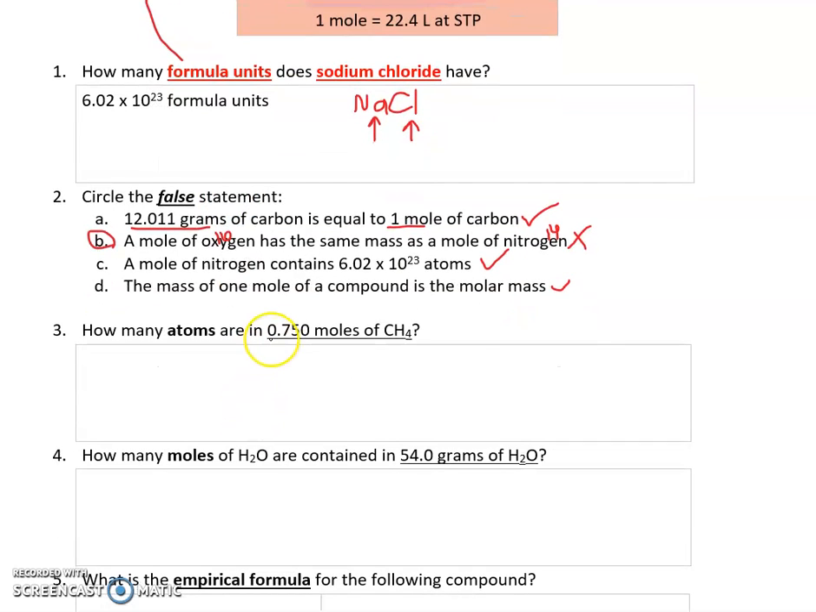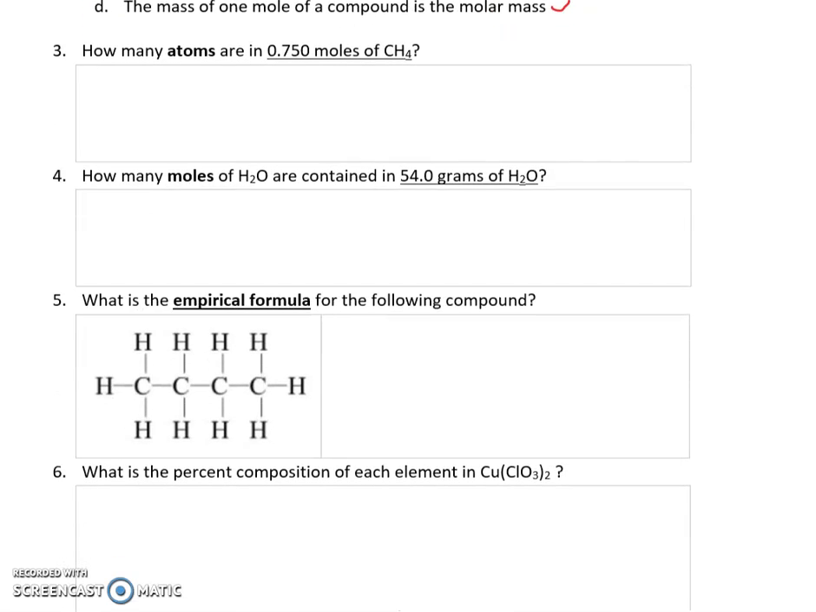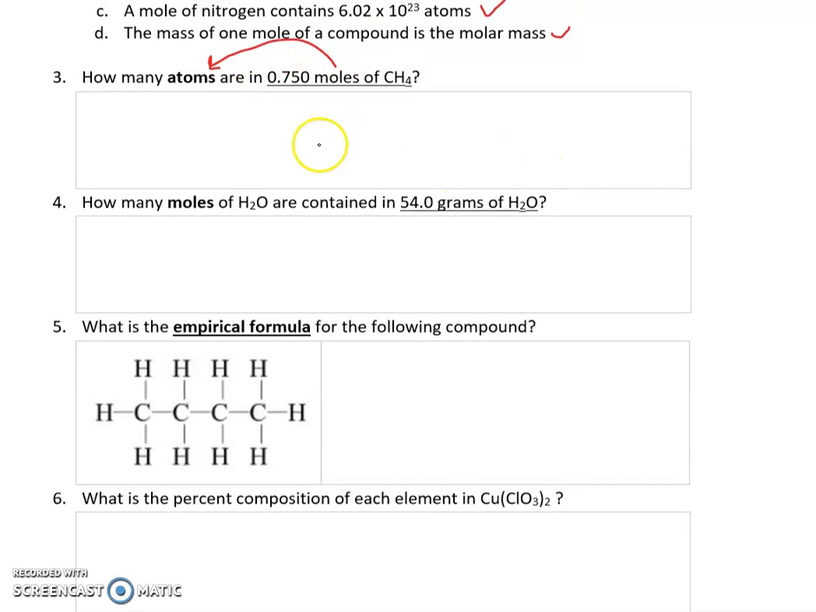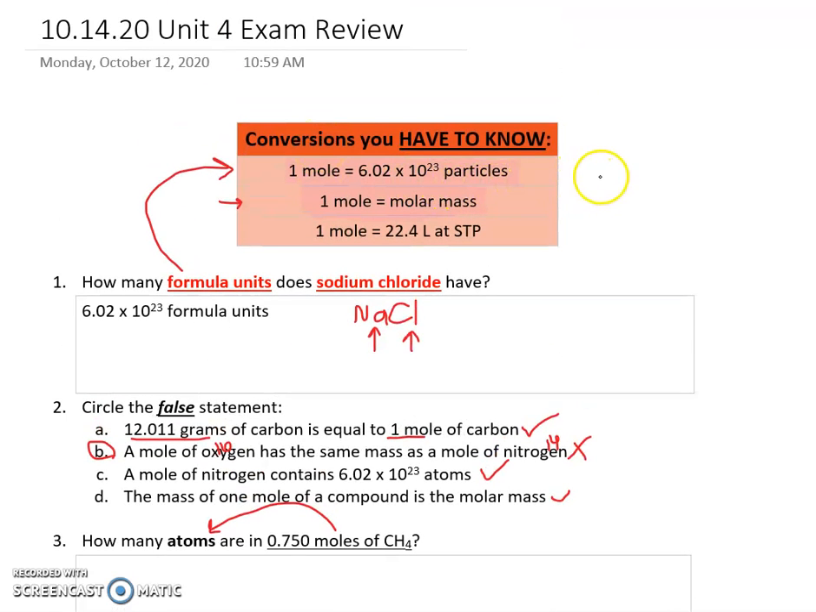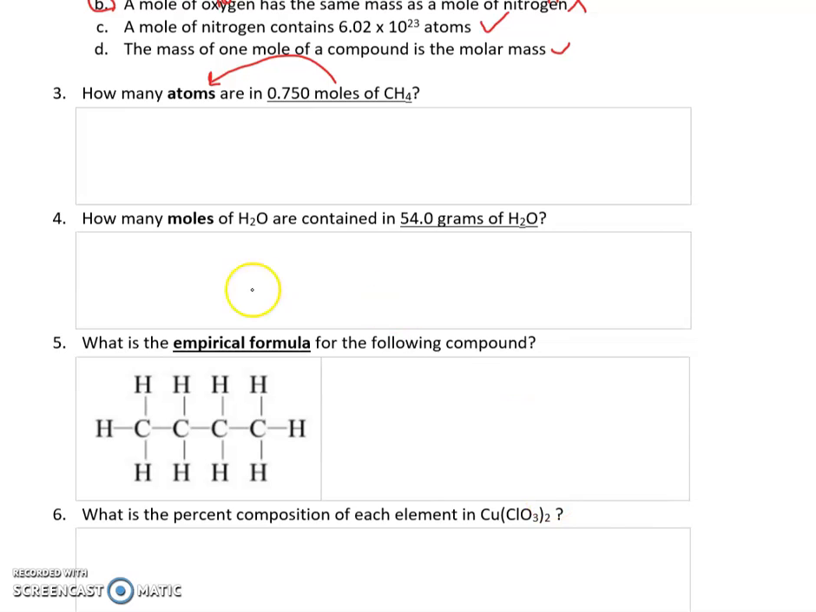All right, now we're moving on to some math. How many atoms are in 0.75 moles of CH4? The first thing that we have to do here is acknowledge that we are going from moles to atoms. And when you are doing that, the conversion that you need to know is this one. 1 mole is equal to 6.02 times 10 to the 23 particles, atoms, molecules, whatever the question is talking about.